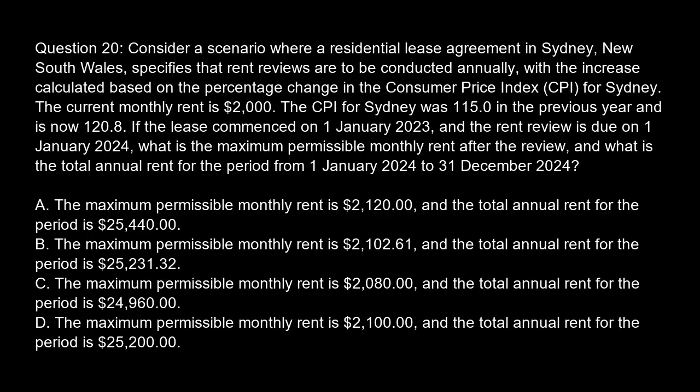Option B. The maximum permissible monthly rent is $2,102.61 and the total annual rent for the period is $25,231.32. Option C. The maximum permissible monthly rent is $2,080.00 and the total annual rent for the period is $24,960.00. Option D. The maximum permissible monthly rent is $2,100.00 and the total annual rent for the period is $25,200.00.